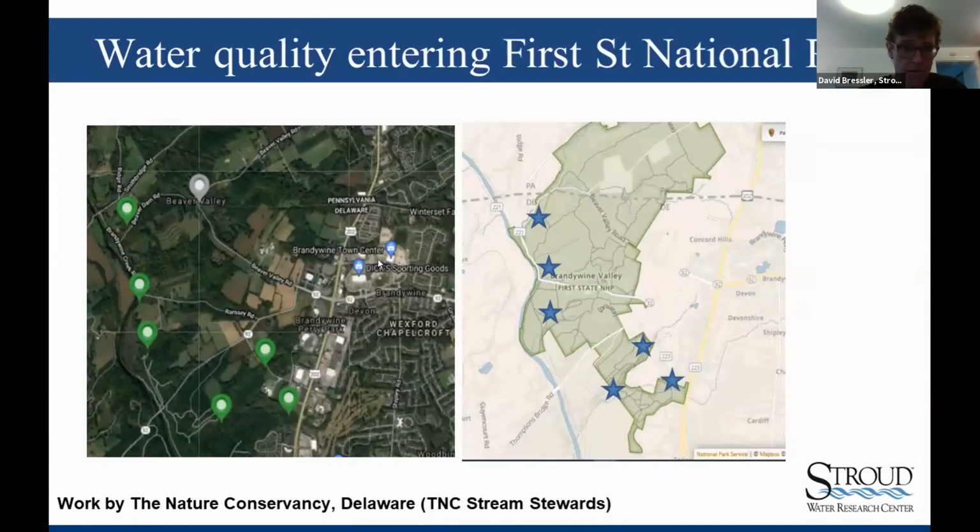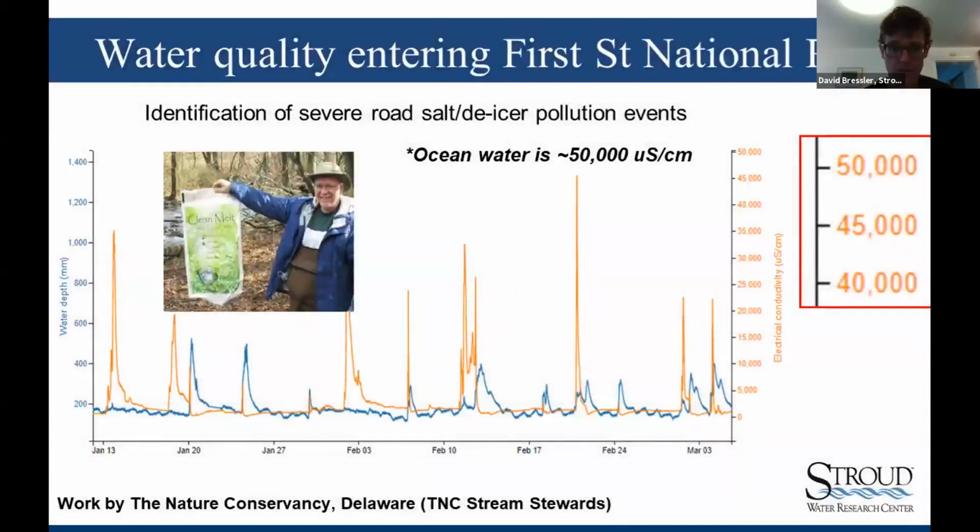So here are the stations that have been deployed in the First State National Historic Park. You can see their locations here within the park, all tracking water as it comes into the park. These are the stream stewards with the Nature Conservancy. They manage these stations and have done some additional work going upstream of these stations to look at causes of the pollution that is being seen.